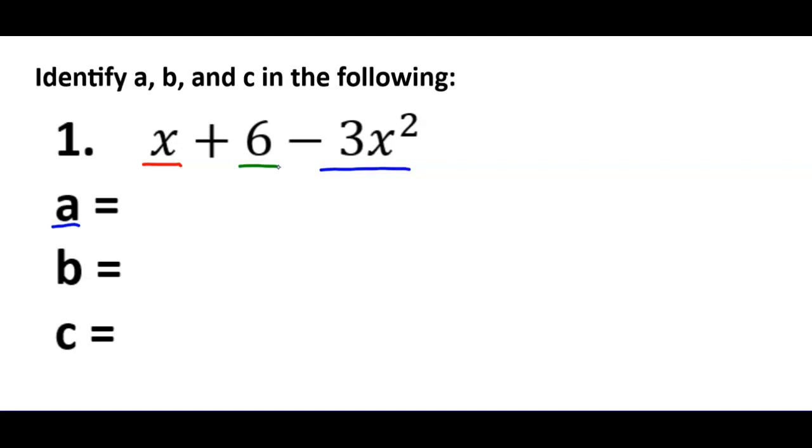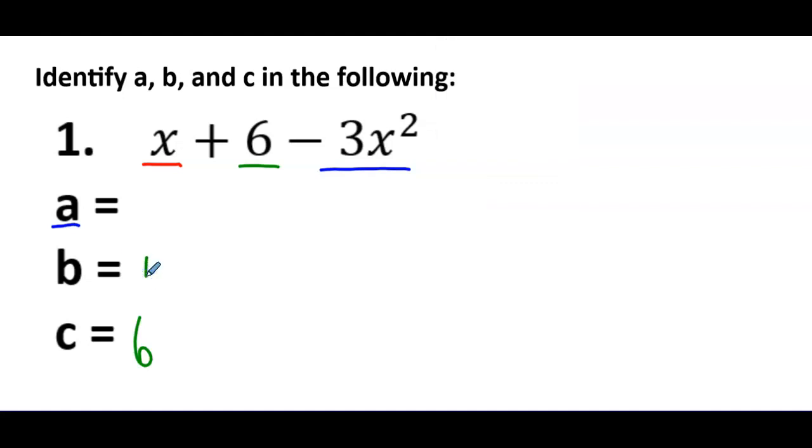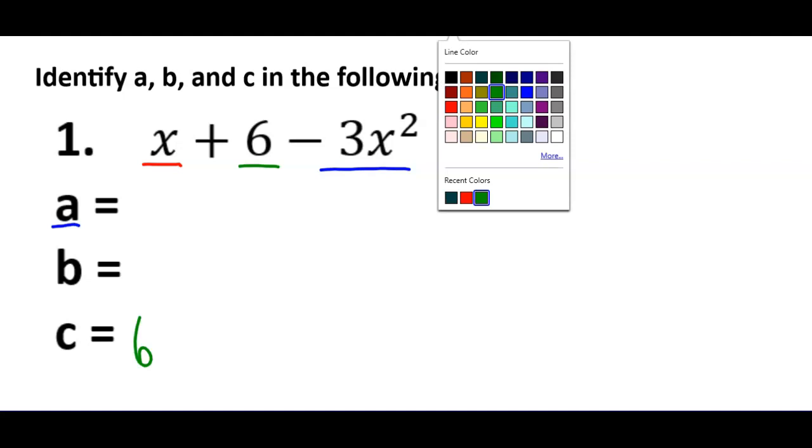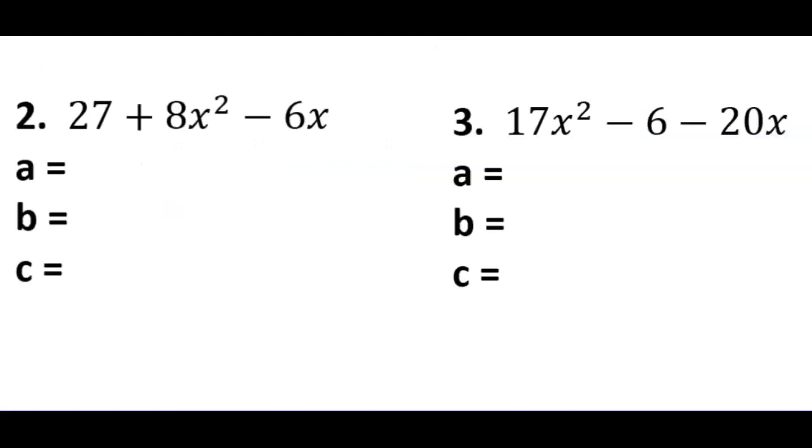So what is my A, B, and C? Okay? So my C is 6. My B is red, and that is 1. There we go. And my A is blue, which is -3. Okay? So make sure they're in the right order. If they're not in the right order, rewrite them in the right order, and then do your A, B, and C. So please do these A, B, and C. Come back and check your answers.